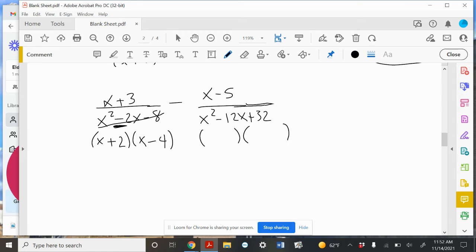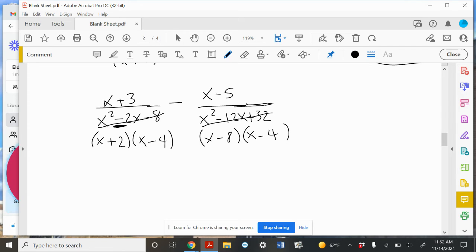Again, the box method can sometimes be a lot easier, so you could always try the box method and do it that way. Here I have an x and an x. The plus sign tells me they're both the same sign. The minus sign tells me they're both negative. So whatever multiplies to 32 has to add up to 12. So that would be 8 and 4. And so now I have my denominators factored.